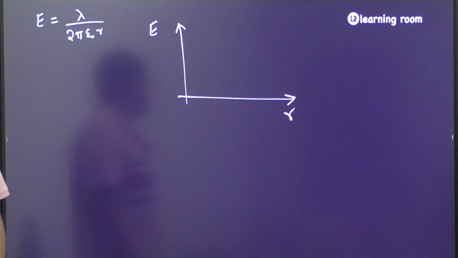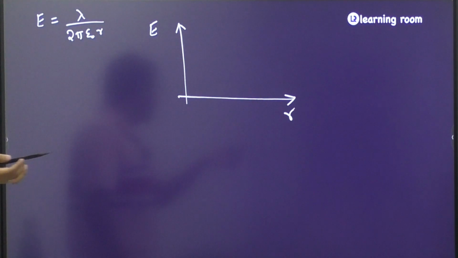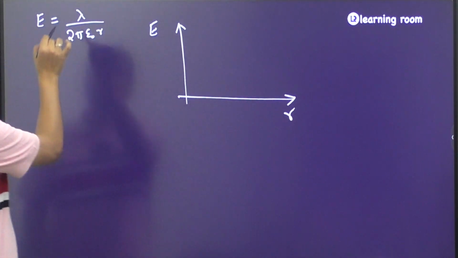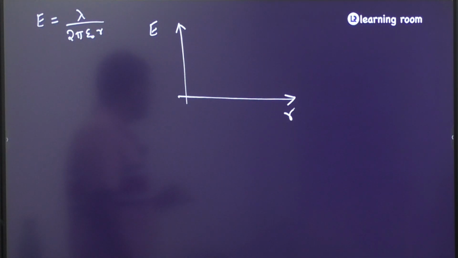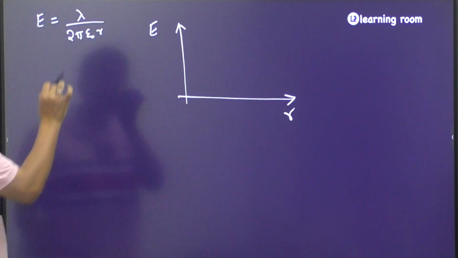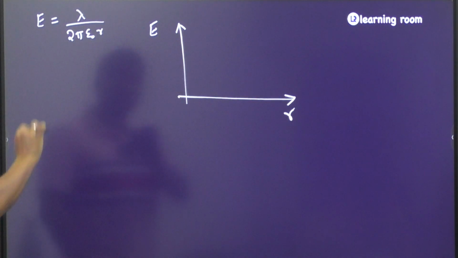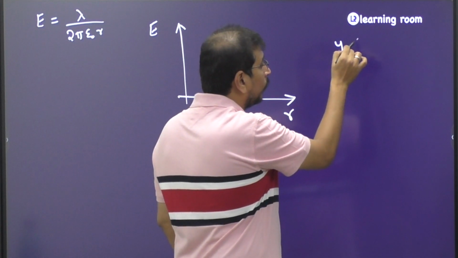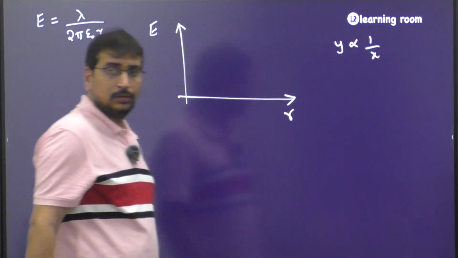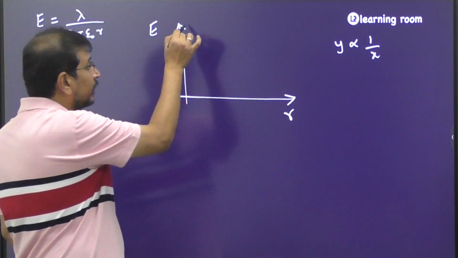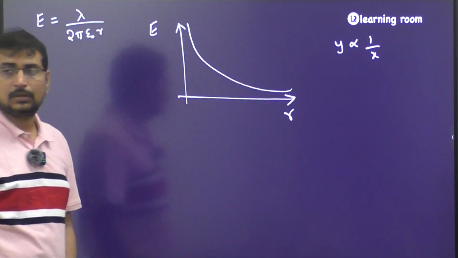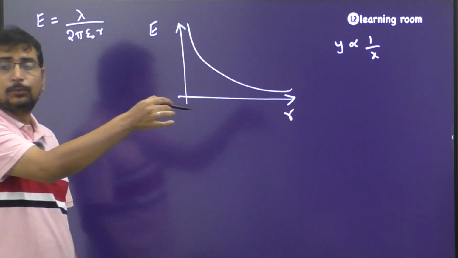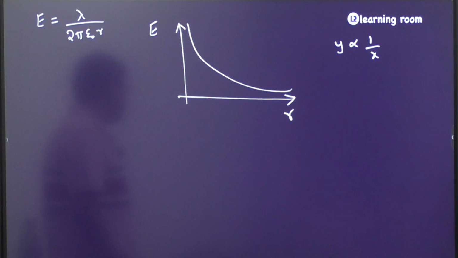Why is it so? Because the x-axis is always independent. Are you able to understand? Lambda is a constant because of uniform charge distribution. 2 pi epsilon naught is a constant. So E is inversely proportional to r. So it is of the form y is inversely proportional to x. So you will get a shape like this. This is how the graph between electric field and the distance is going to be for a linear charge distribution.